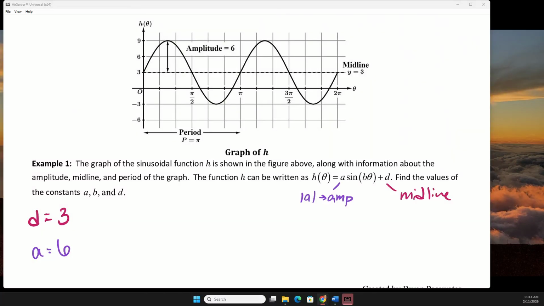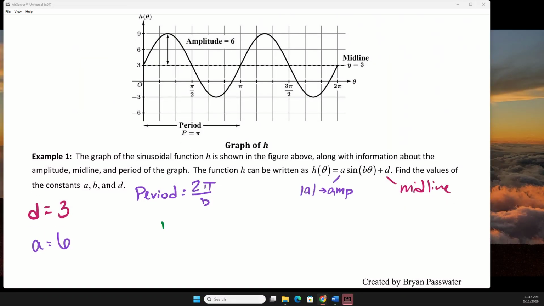All right, and then for B, so to find B, we're always going to use the equation that the period is equal to 2 pi divided by B. And so we have to set up like a little baby equation. And so it tells you in this problem that the period is pi. So pi is going to equal 2 pi over B. And there's like a super quick way to solve this for B, or there's a longer way. It doesn't matter. Does anybody know the super quick way to solve this for B if you have a situation like this?